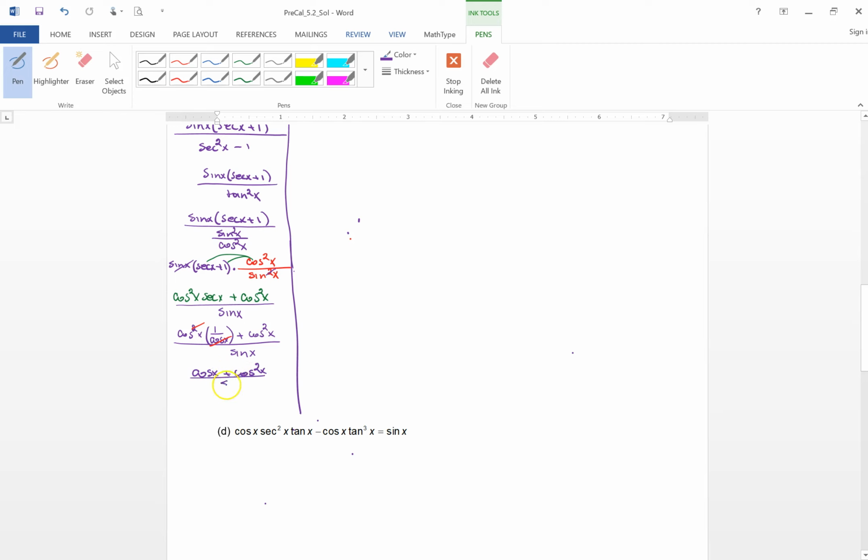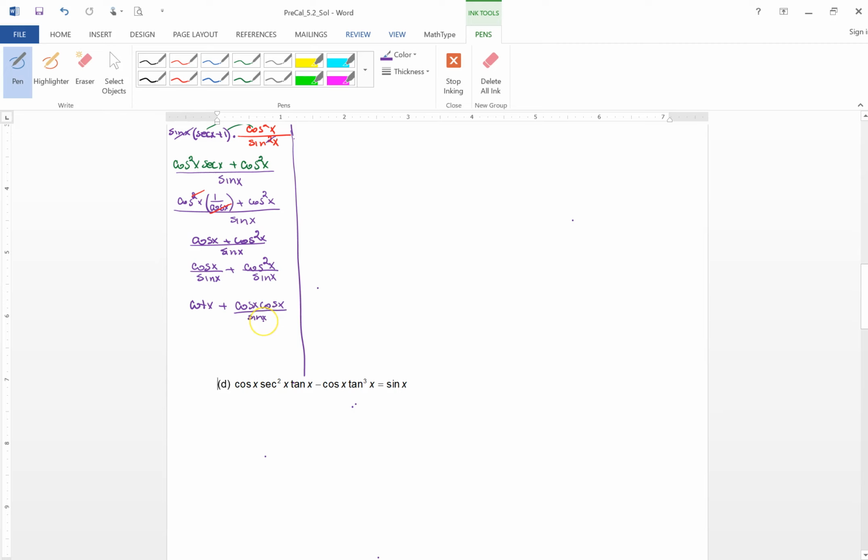Now, this is my favorite trick of all time. Whoops, that wasn't the trick. Okay, this is the trick. So, cosine x over sine x is just cotangent x. That's not the trick either. Plus, what we can do here with the cosine squared, this is really cosine times cosine. So I'll write it as cosine x times cosine x over sine x.